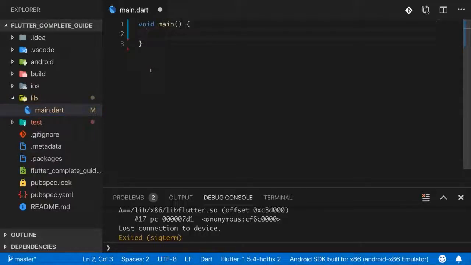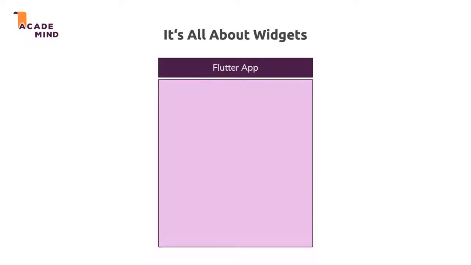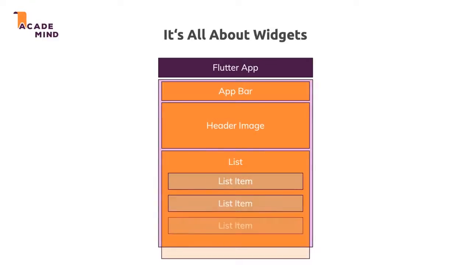Now, in here, we need to add some code that actually brings something onto the screen. For that, it's important to understand that on the screen, we basically see a bunch of widgets. Flutter is about widgets. It's so important to understand this. Every Flutter app you're building is just a bunch of widgets, and widgets are the UI building blocks you see on the screen. Things like the app bar, maybe some image, maybe a list with list items.